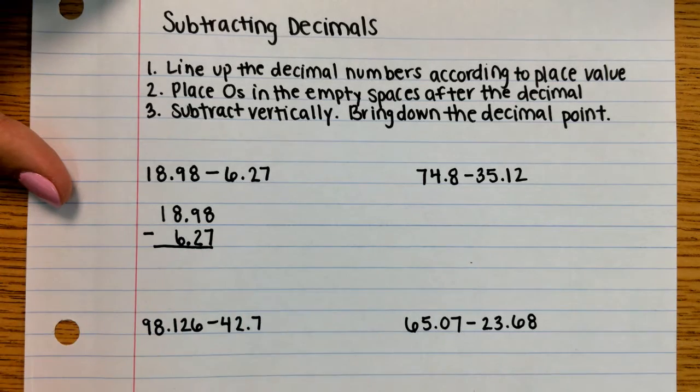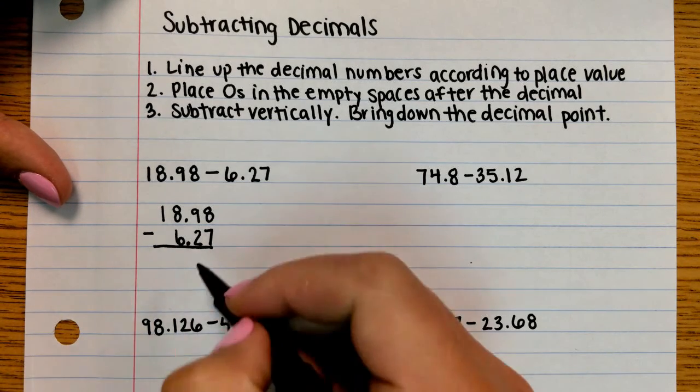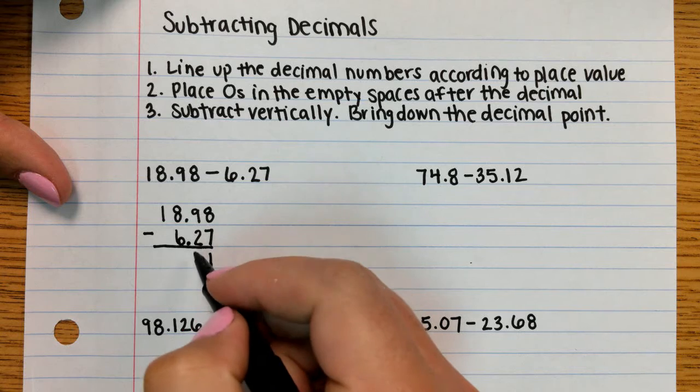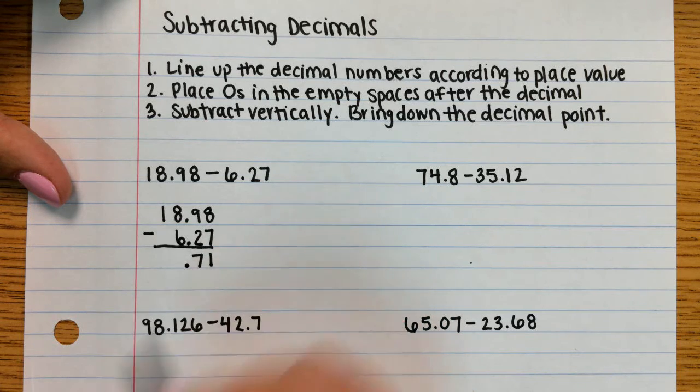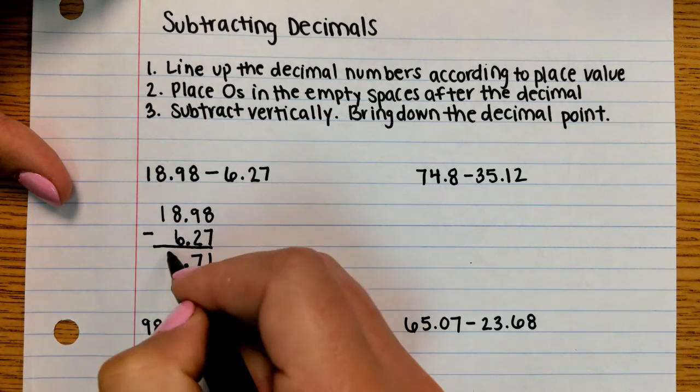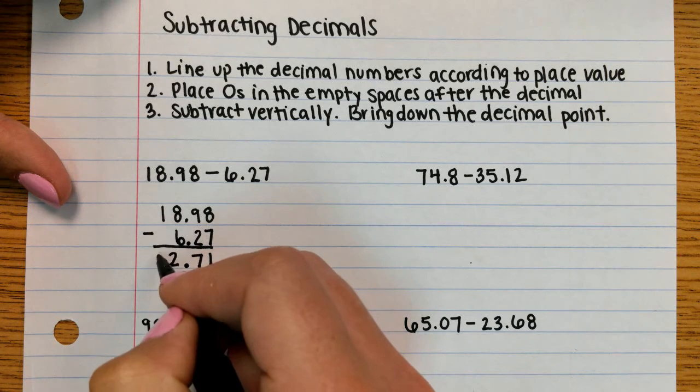Now I'm going to subtract down. So 8 minus 7 gives me 1. 9 minus 2, 7. Bring down my decimal. 8 minus 6 is 2. And then 1 minus nothing is 1.